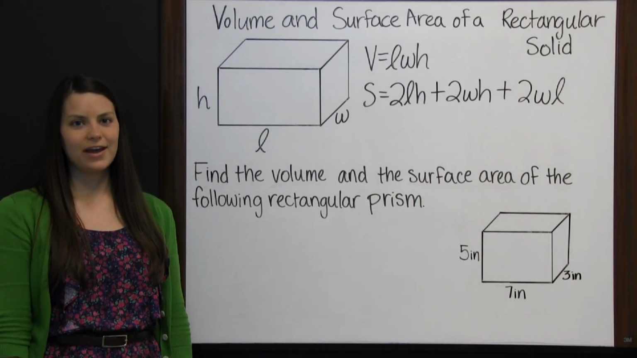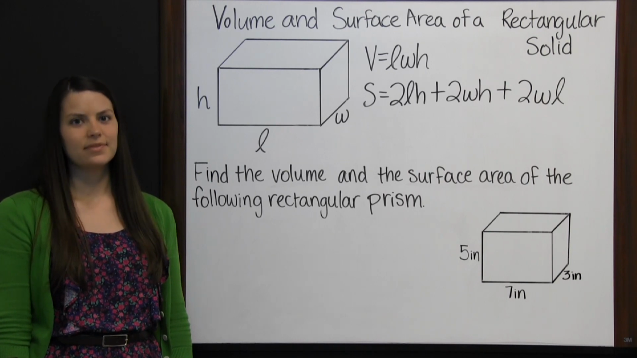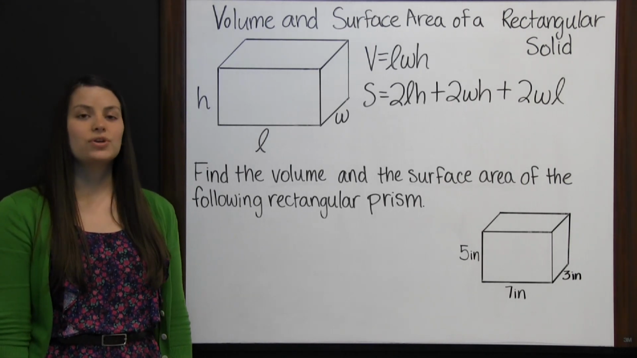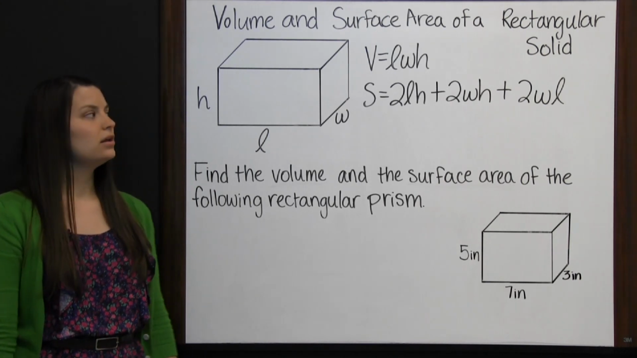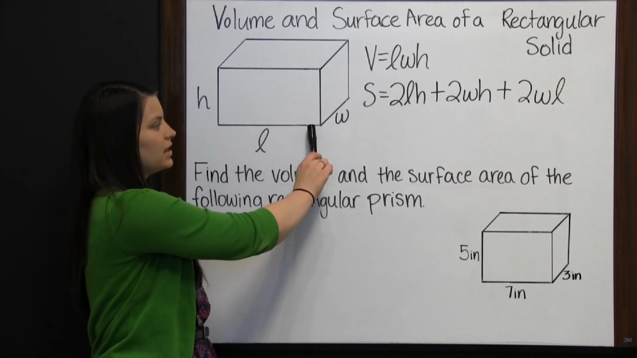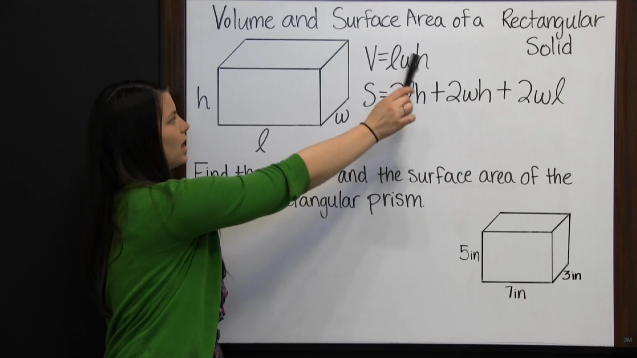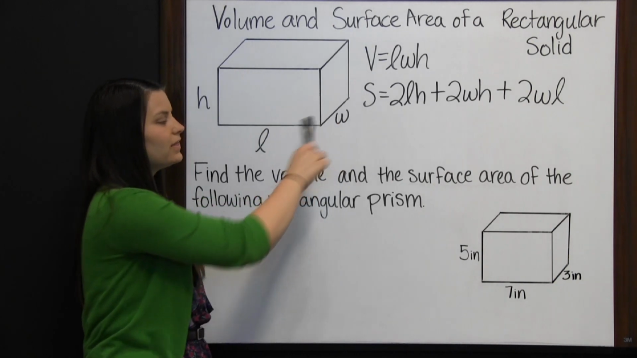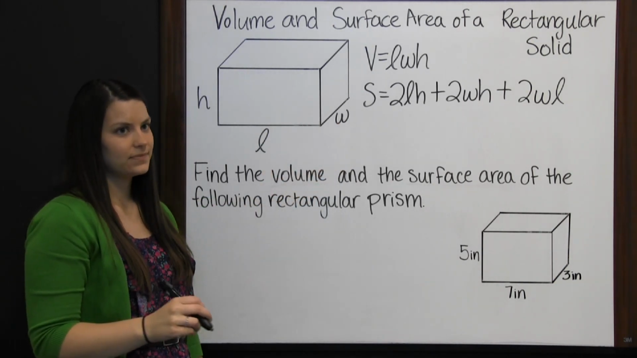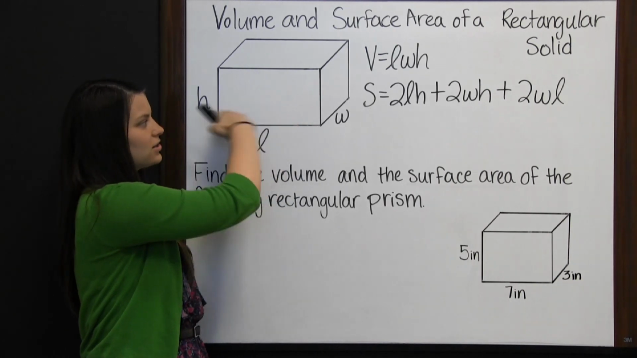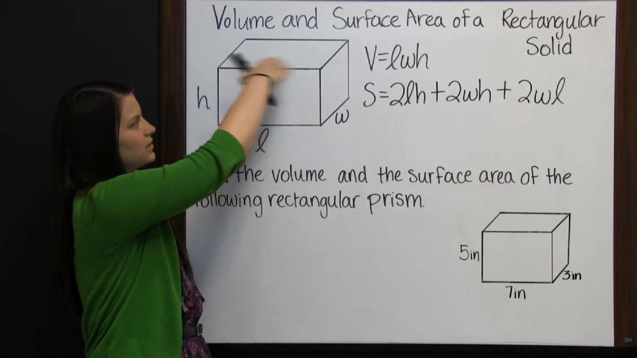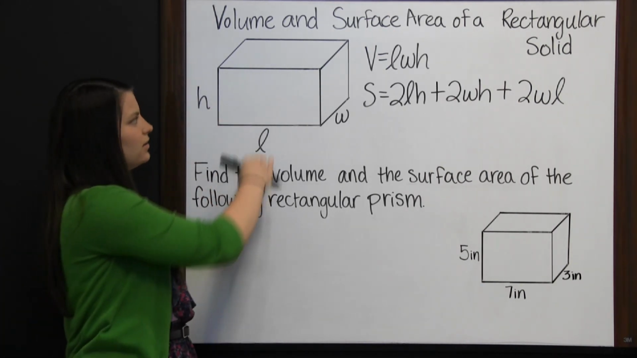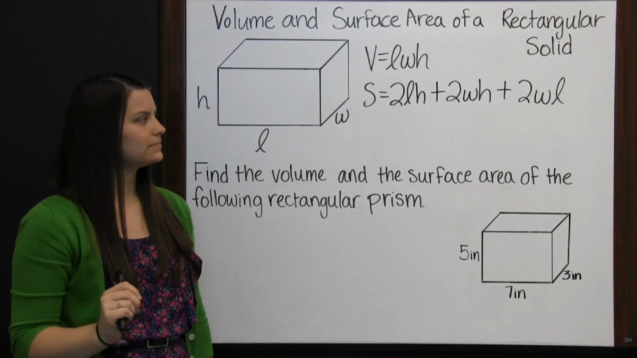Volume and surface area of a rectangular solid. The volume is the space that a figure occupies. So to find the volume of a rectangular solid, multiply the length times the width times the height of the rectangular solid. Length times width is the area of the base. And then that is stacked on top of itself to fill up the solid, which is why you multiply it times the height to get the space that the figure occupies.